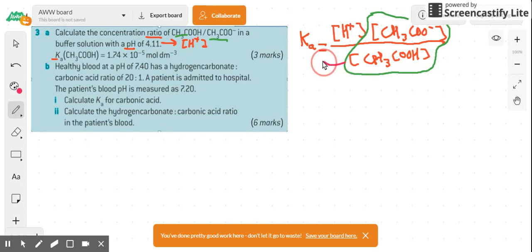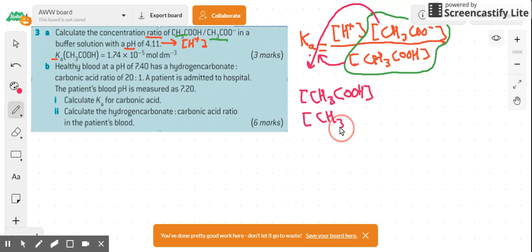So we are going to move this to the other side. It's dividing here, so it will go there multiplying. This is multiplying here, so it will go to the other side dividing. And Ka will go to the other side dividing. So what we are going to get is, there we go, that equals the concentration of products over the Ka.